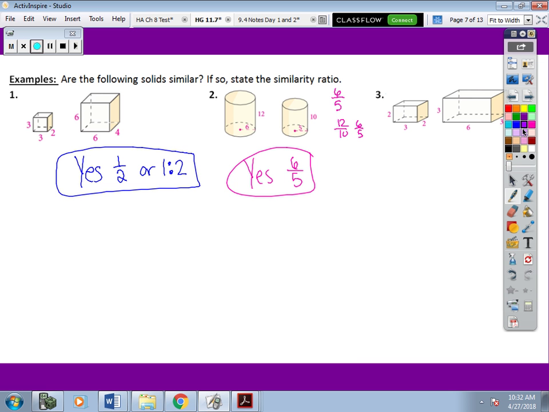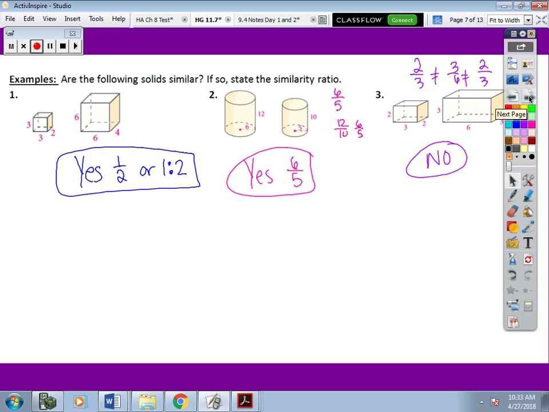And how about our last one? Another pair of rectangular prisms, Evelyn? No. We see 2/3, but then we see 3/6. So we have 2/3, we have 3/6, and we also have another 2/3. So even though these two match, since the third one does not match, this would be no. Doesn't say to explain, but if we were explaining, we would just say that the corresponding sides are not proportional.